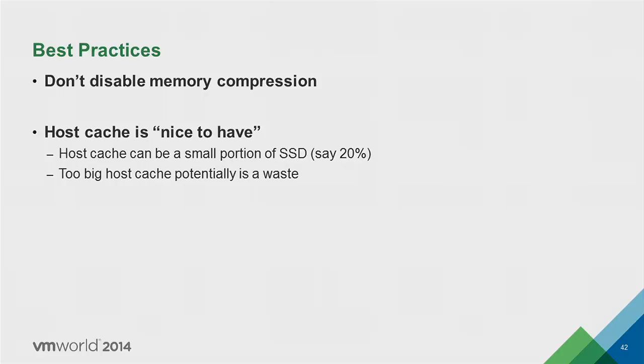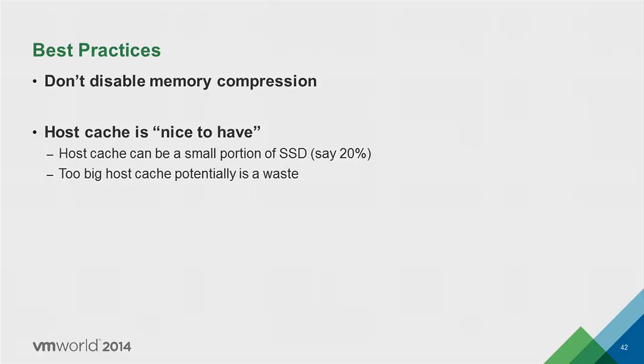Given the obvious benefit from memory compression, we enabled it by default, so please don't disable it. Host cache is a nice-to-have feature because nowadays SSDs are getting bigger and bigger. One can easily get hundreds of gigabytes of SSD at a reasonable price. So host cache can be just a small portion of the SSD, let's say 20%. This is because we assume that host swapping should be a rare event. So if you configure too big an SSD just for host cache, it's potentially a waste.